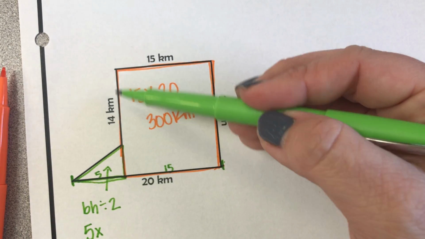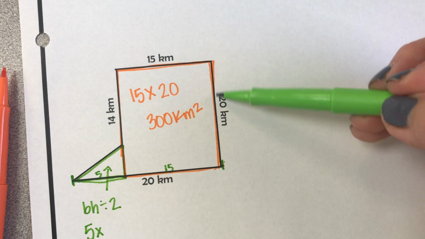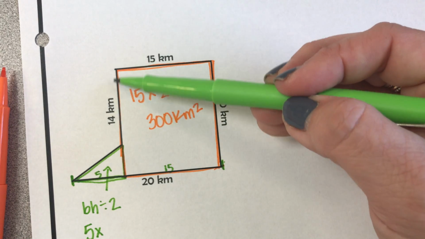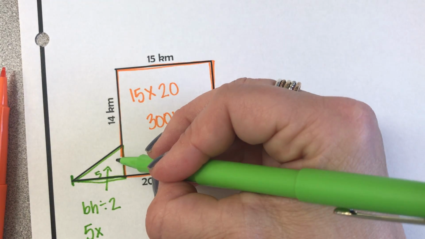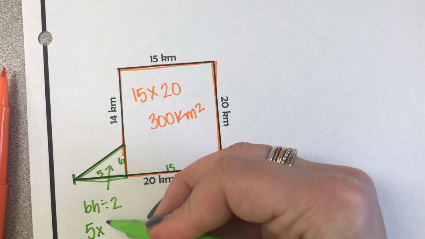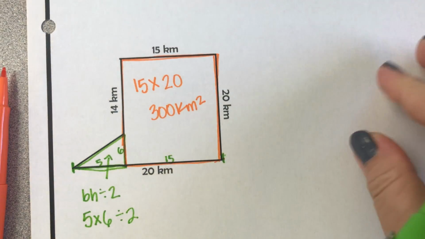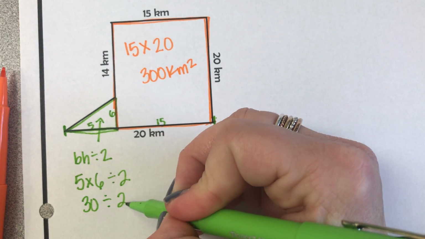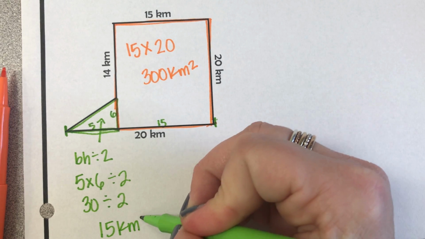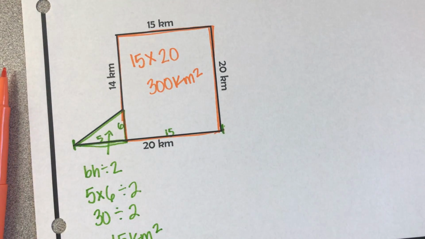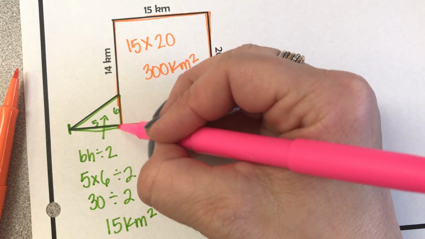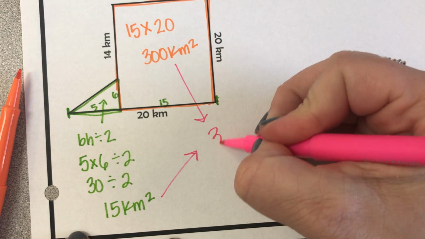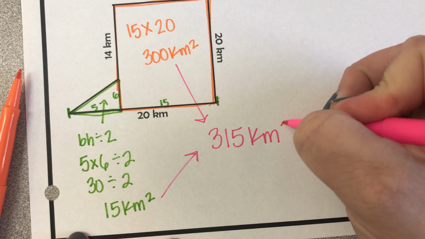So now we can do the same thing here. My entire wall is 20 kilometers tall. If this part is 14, what's left for this section? 6. So I'm going to do 5 times 6 divided by 2, because that's my formula for a triangle. 5 times 6 is 30. 30 divided by 2 would be 15 kilometers squared. So now when I'm trying to find my total, this little triangle is 15, and this big rectangle is 300. So altogether, it's 315 kilometers squared.